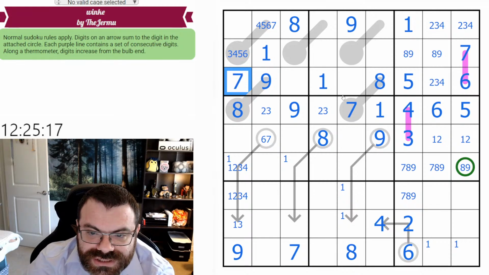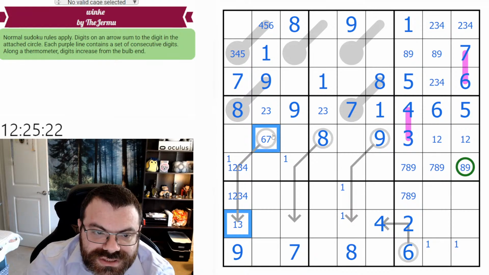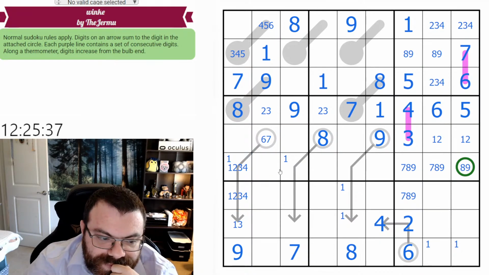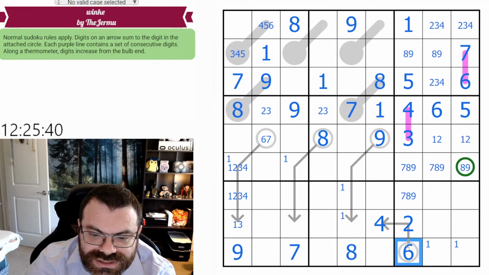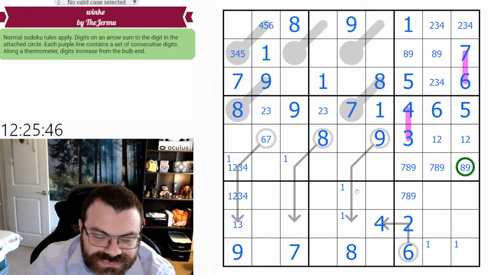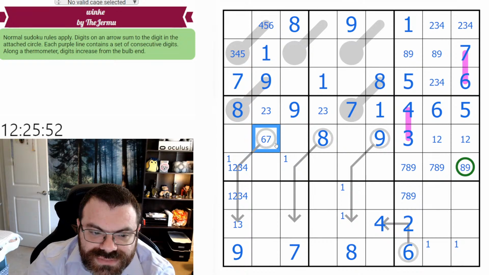Oh, 7 in this row is placed now. So this can't be 7, 6. Maybe now 3, 6 is a problem. If I remove 3, 4 and 5, 6, then this would have to be 4, 5. I think that works still, though. 6 in column 7. 6 in column... Wait, what's it look at? Oh, 7 is placed in the box. That's very useful.